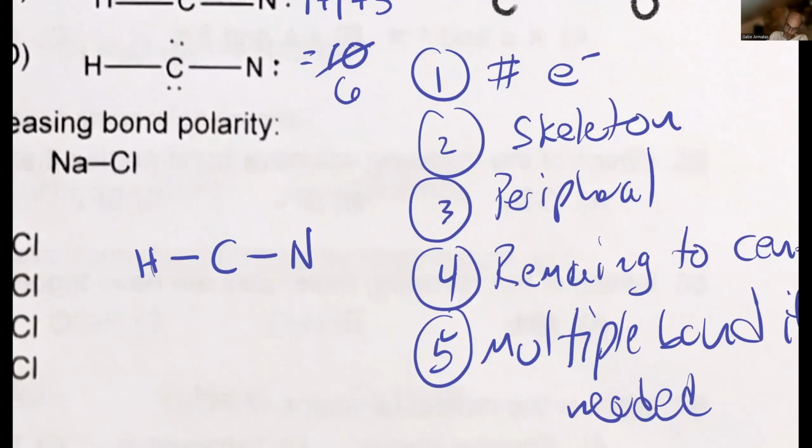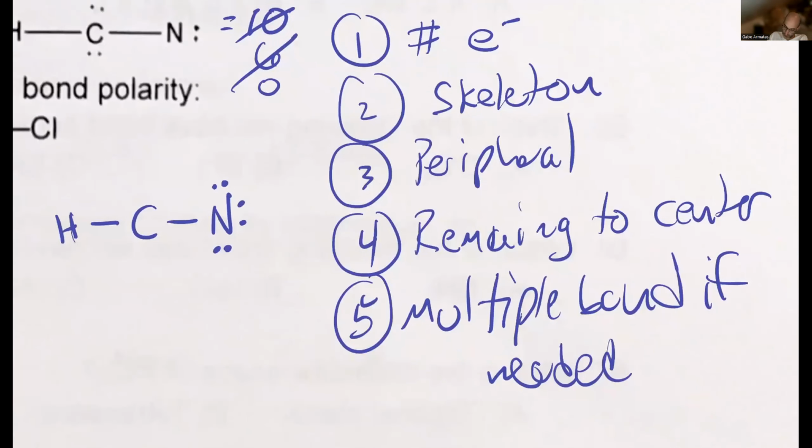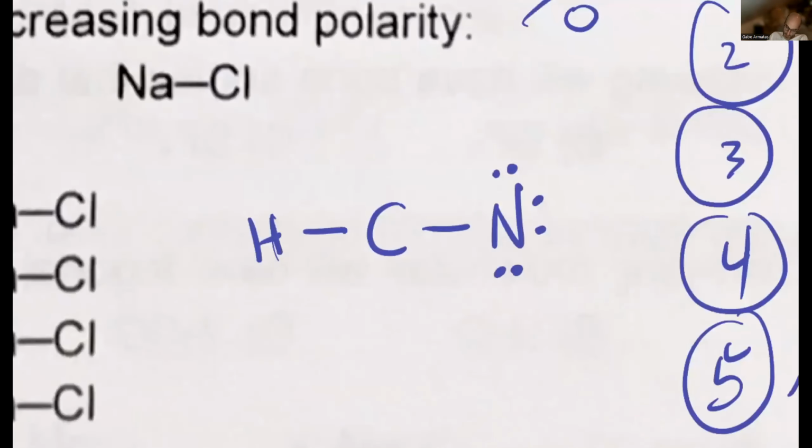Next, take care of the periphery. Hydrogen is fine. Hydrogen always needs just 1 bond and that's it. Never add anything else to hydrogen. 1, 2, 3, 4, 5, 6. Nitrogen is happy. It now has 8 electrons. I have no electrons left. So step 4, add remaining to central atom. I don't have any left to add. So my question to you, is carbon happy? Does it have a full octet? It does not. It only has 4 electrons.